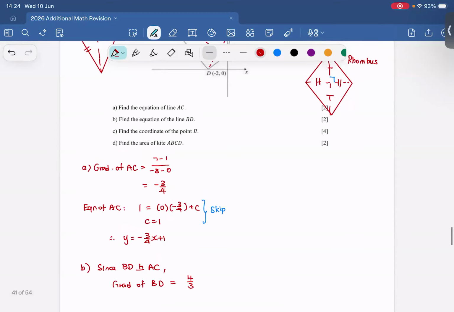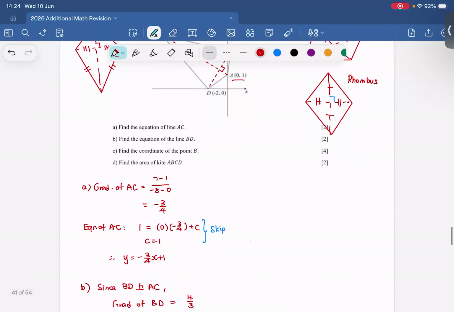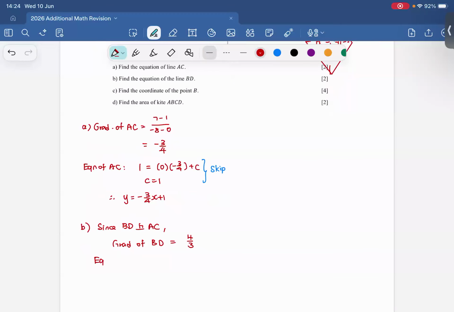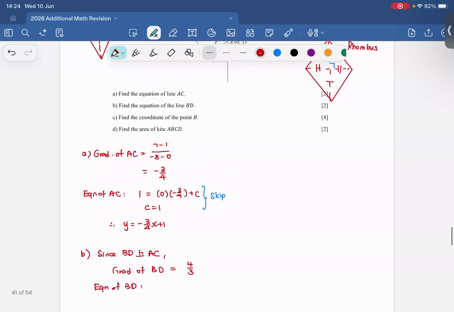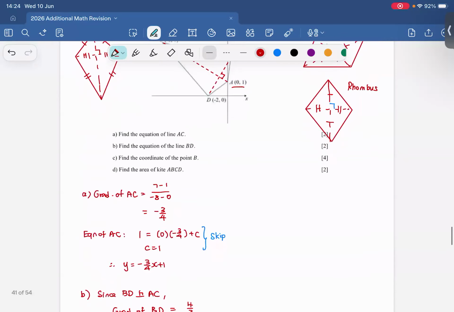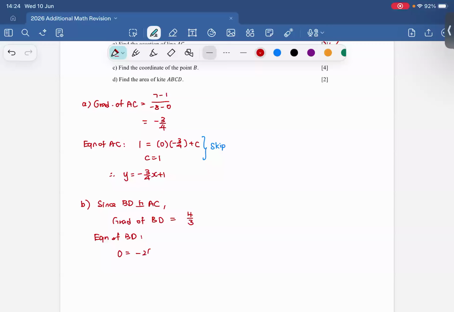Okay, so now I have the gradient of BD. I need to put in a point. So equation of BD, I put in the y, I put the coordinate negative 2, 0. So c equals to 8/3. So our equation of BD is just y equals to 4/3 x plus 8/3.